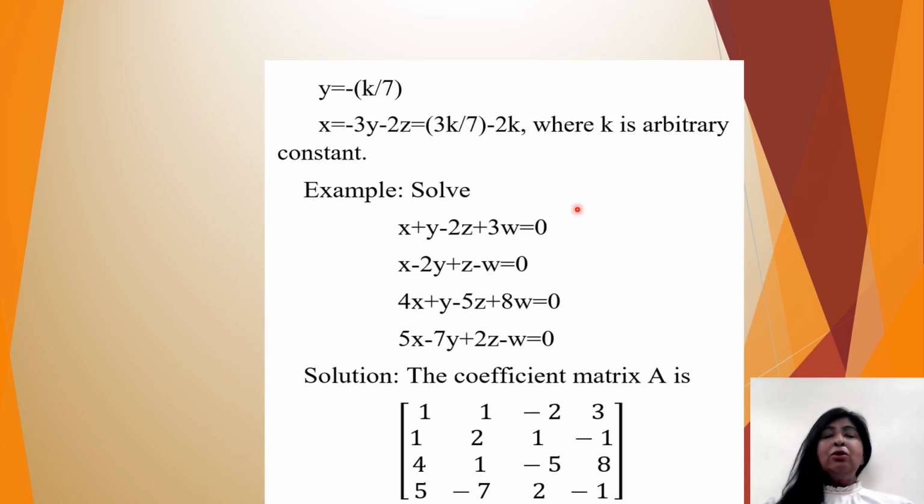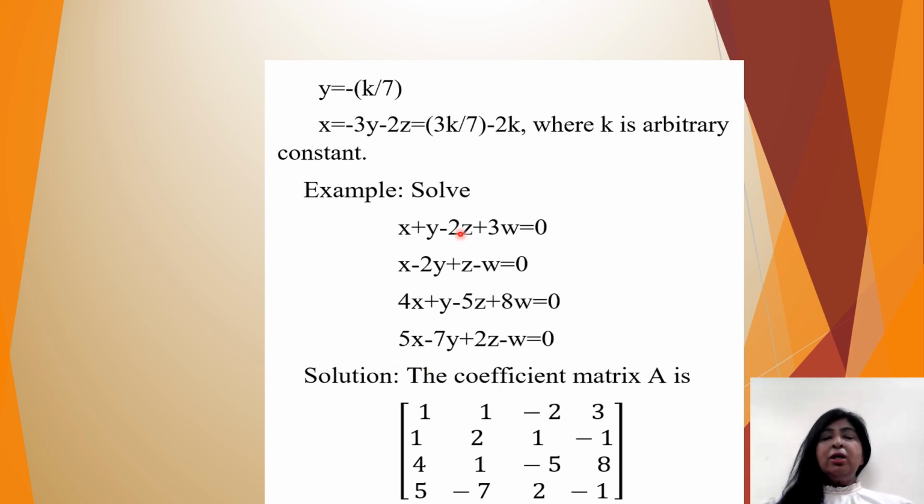So what are the values? y will be minus k by 7 and x will be minus 3y minus 2z. Substituting the values of y and z, you will get 3k by 7 minus 2k, where k is an arbitrary constant. It can take any value. So this means this system of equations has an infinite number of solutions.